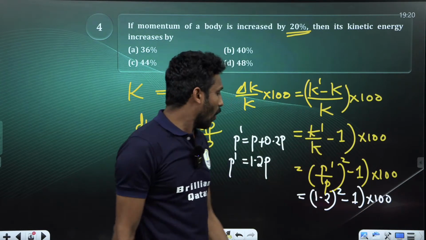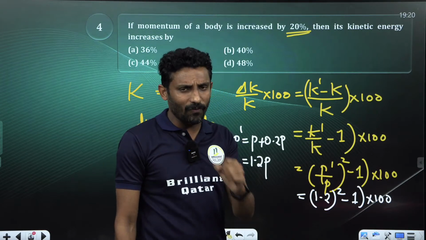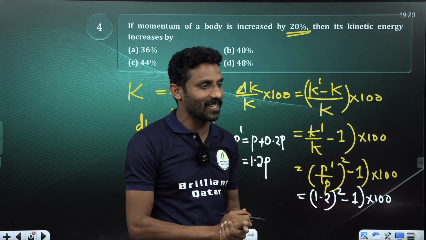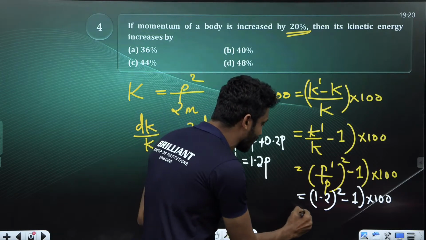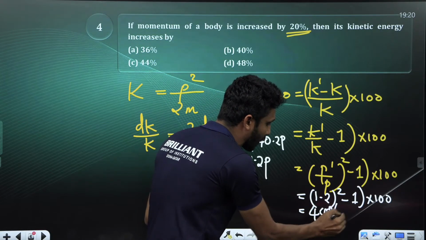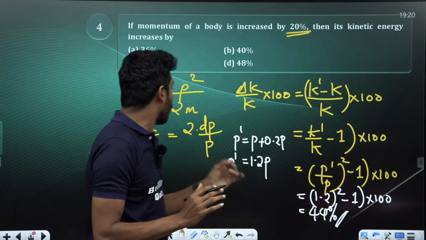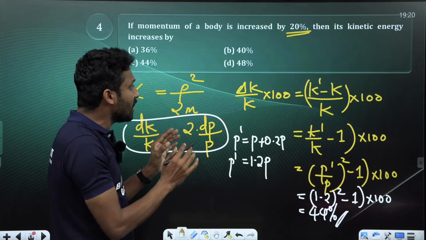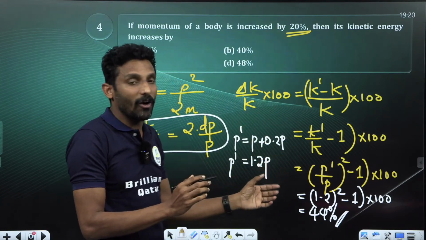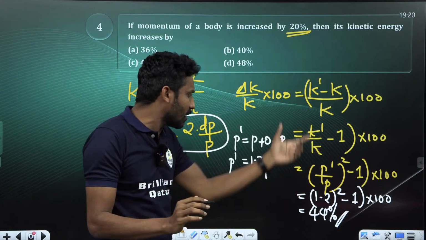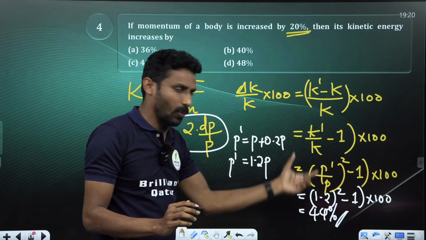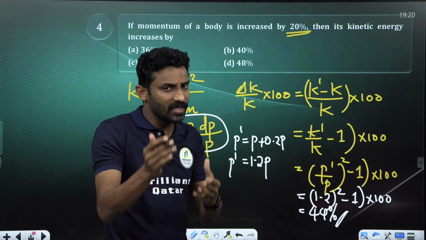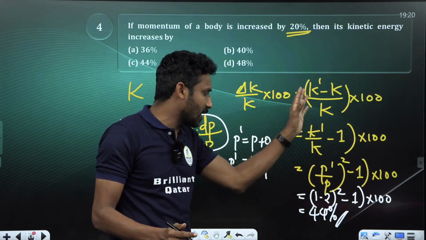Then students, what do you get? 1.2 square is 1.44, minus 1 is 0.44, into 100 is 44%. Clear? 44% is the answer to the question. Remember clearly, if the change is very small, you can use the earlier expression directly. Otherwise, if the change is a huge one like this, you have to proceed in this way. This is the exact and correct method. If there is a doubt whether the change is small or not, you can proceed this way.